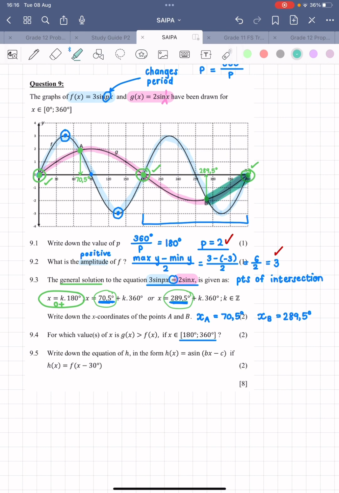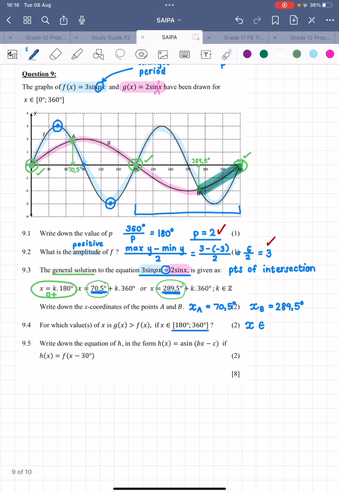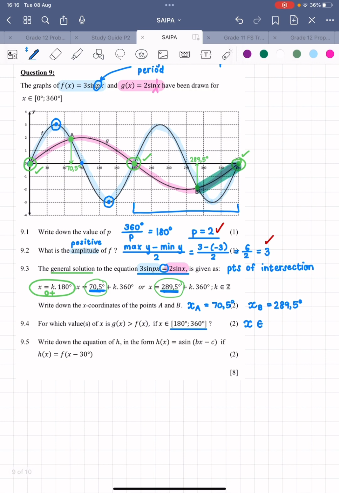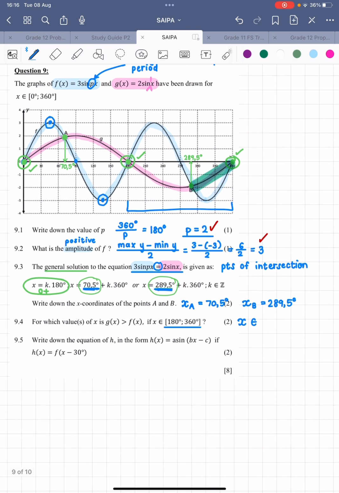We can see that for that bit, from 289,5 to 360 degrees, that is where the pink graph lies higher than, is above the blue graph. Okay, so we are going to say x is an element of, now I'll show you multiple ways of writing this answer. I can't include that point. I can't actually include 289,5 degrees because at that point the two graphs are equal. And they did not put an equal little line under our greater than symbol. So we are not including that value.